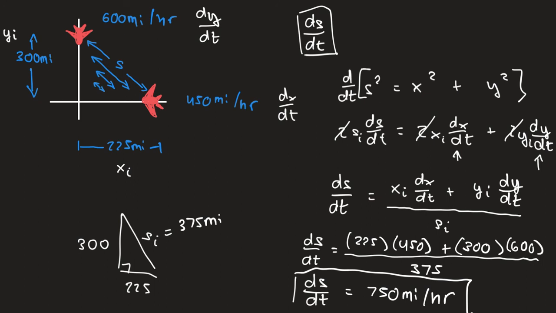A bonus question is, how long does it take until the two planes collide? In order to find that, we just take the initial position, which is s initial, and divide it by the rate at which that position is changing with respect to time. So we would have 375 miles divided by the rate, which is 750 miles per hour. If we punch that in the calculator, we should get about 30 minutes, or 0.5 hours.